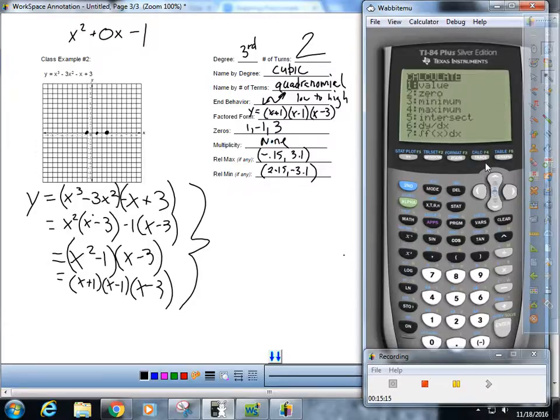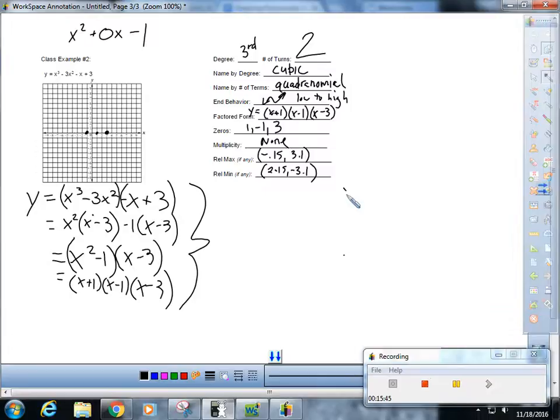Second, calc. We want to calculate the zeros. We're going to find another one. Go over here. Enter. Enter. Enter. There's your other one. X equals 1. We would write that down. And then we would do it one more time. Enter. Enter. Enter. 3.